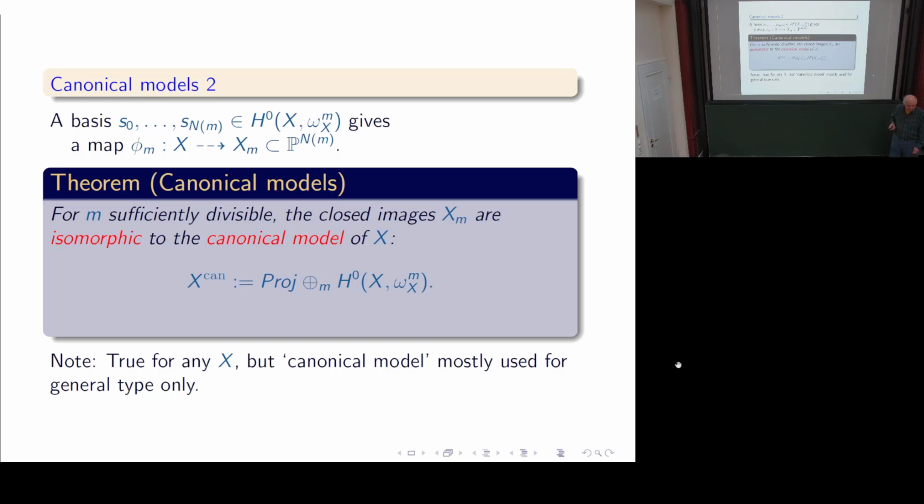Okay, so the terminology is not completely uniform. Most people, when they say canonical model, assume that you are in the general type case. So then this canonical model is birational to X. But this isomorphism and the finite generation go for all varieties. In that case, this Proj can be a lower dimensional object.